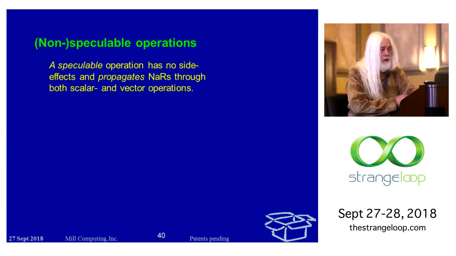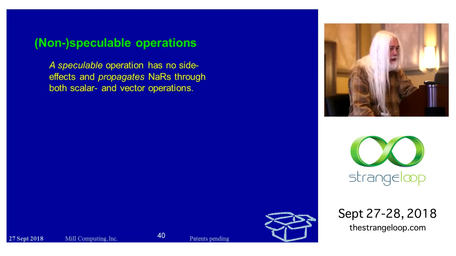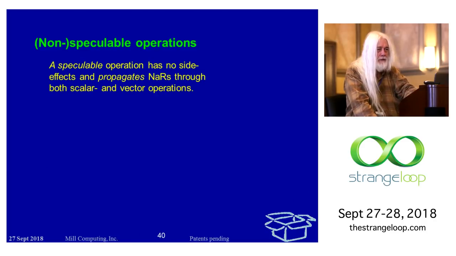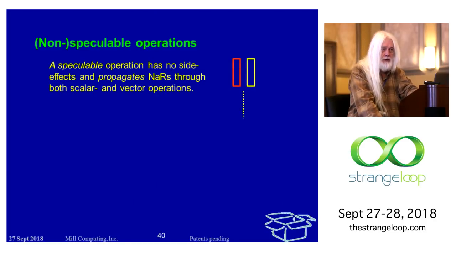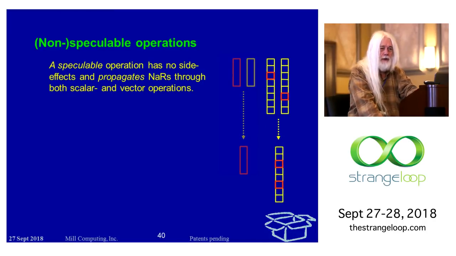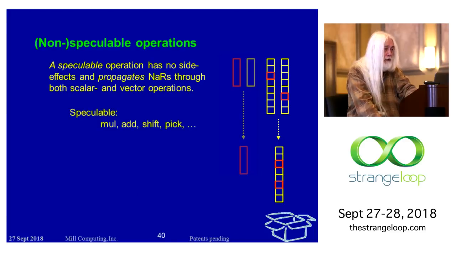Now, operations divide into two kinds. A speculable operation has no side effects, an add, for example. If it gets a NAR in, it propagates those NARs, so a NAR in will lead to a NAR result, but will not lead to a fault. This is true whether it's a scalar or a vector. In a vector, the individual elements have NAR bits, and so you can do an operation which will propagate the NARs as well as computing the correct results for the other elements. Typical speculables are mul, add, shift, pick, what have you.